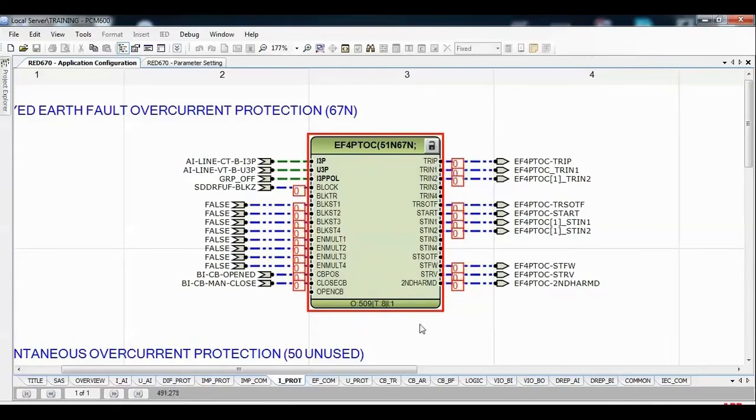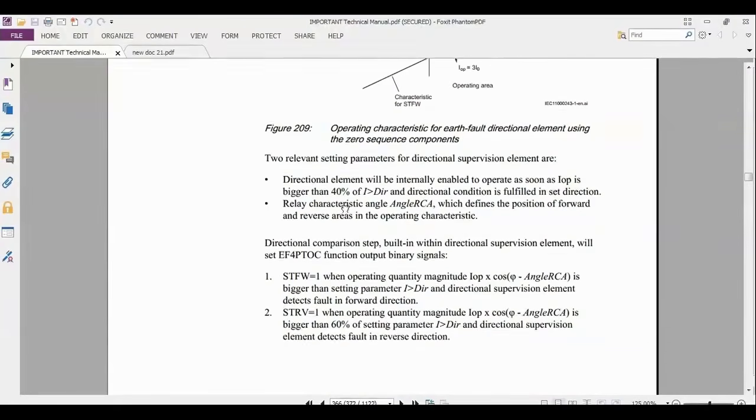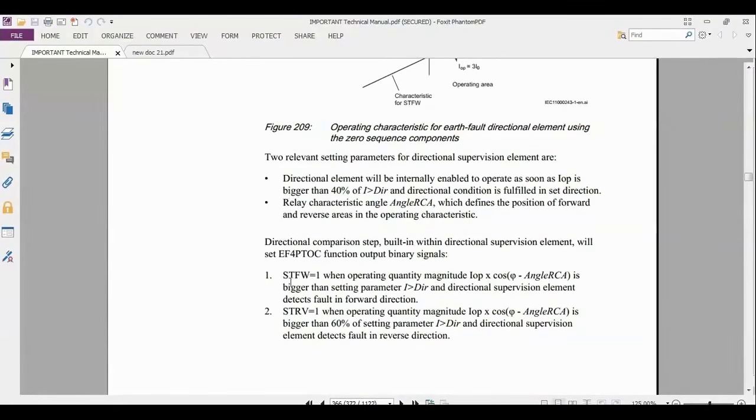Great. And there are 2 more things called start forward and start reverse. If I go back here to the manual, it will tell me: directional comparison steps are start forward and start reverse. Built-in supervision checks directionality. Set in EF4 PTOC. Each has an equation. The Z signal is for earth fault teleprotection. They are placed in the EF4 PTOC, which is our function.